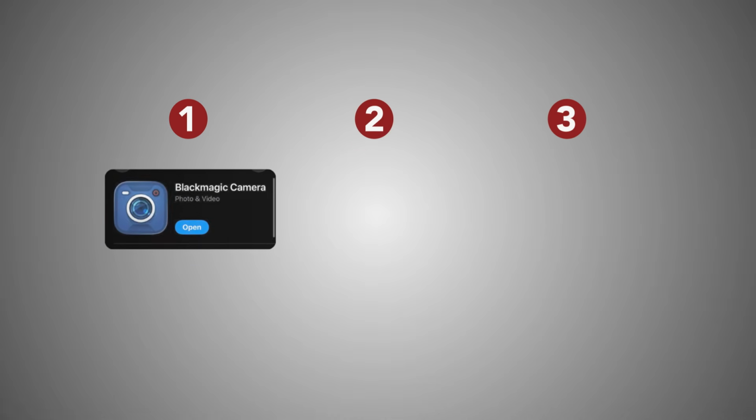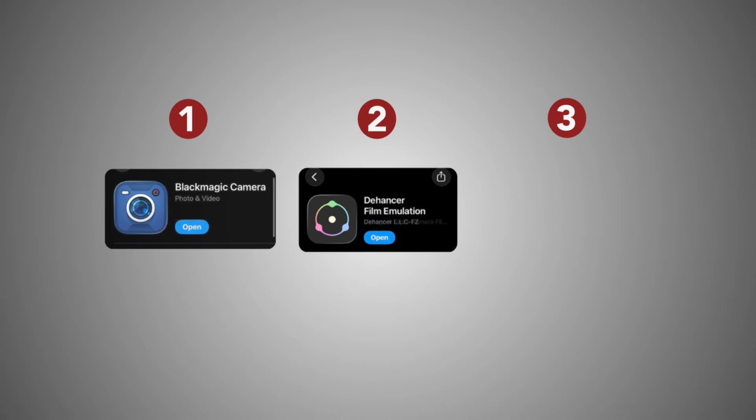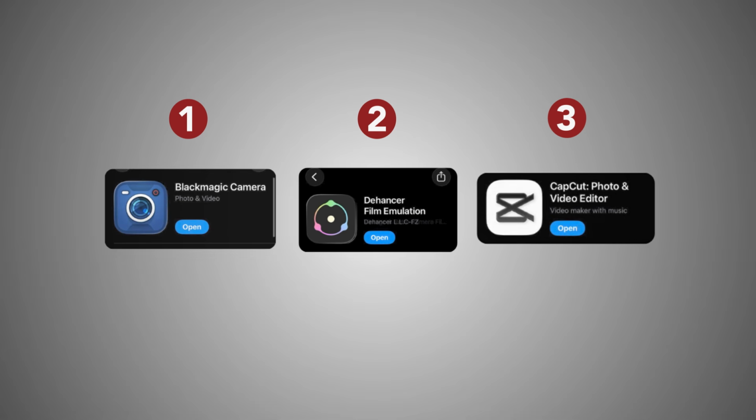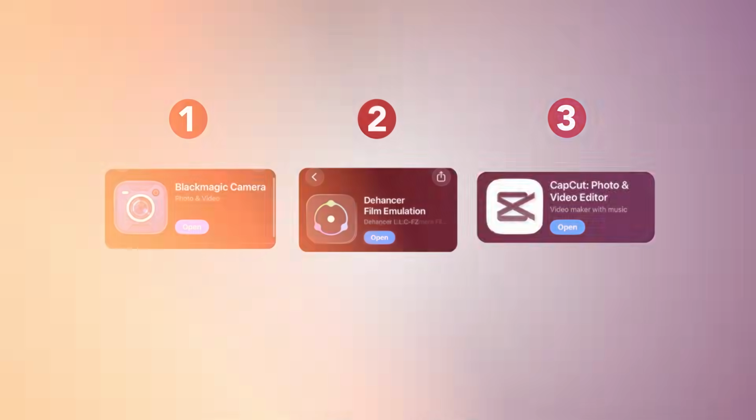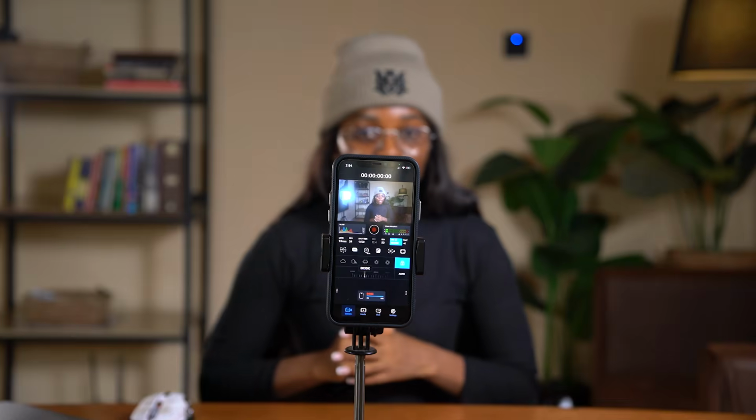The first is the Blackmagic app, the second is the Dehensa app, and the third is any video editing app you like best. Once you have all of these things, then you're ready to start filming, which brings us to the next stage, which is the production phase. This is when you start recording your video, and what you do now has a big impact on how professional your video will look at the end.